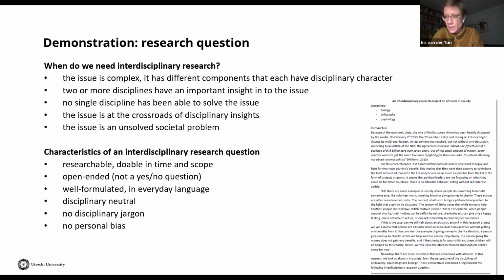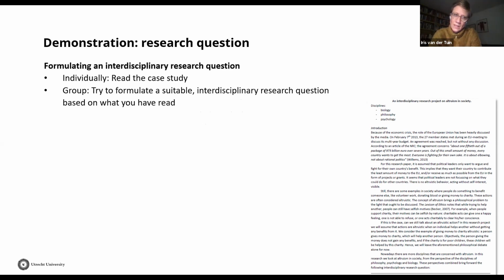So just to sum up, you will get sent to a breakout room, read the case study that you find there, and try to formulate a suitable interdisciplinary research question individually, and then as a group. You will have some time, hopefully, to also compare notes, and then you will get sent back to this main room.